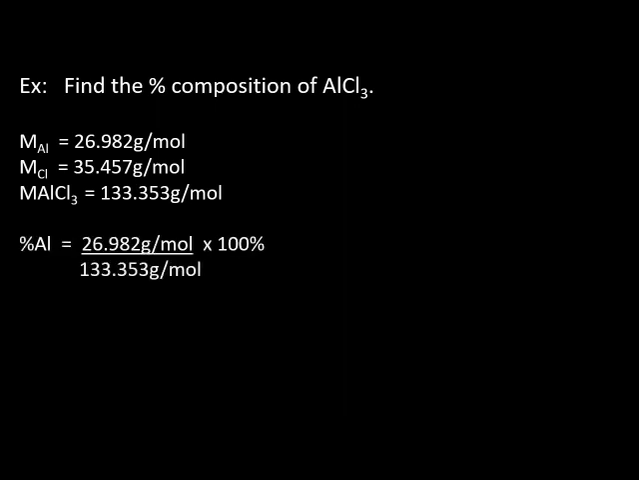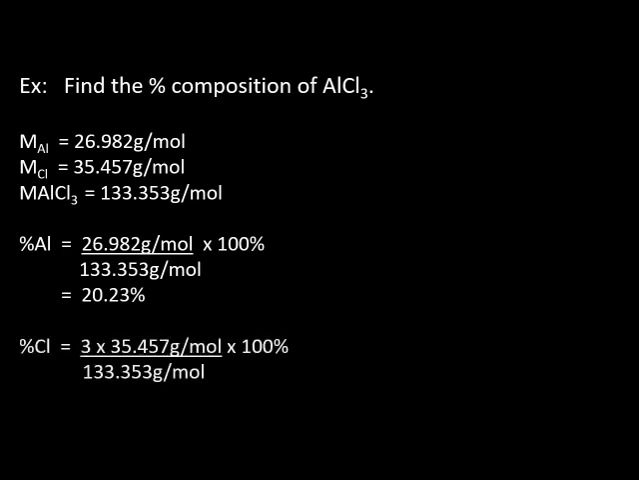All right, so for percent composition, here's how we do it. For the aluminum, we're going to take the molar mass of the aluminum, divide by the molar mass of the compound, multiply by 100%. And so we get 20.23%. Percent chlorine: 3 times 35.457, since there are 3 chlorines in the aluminum chloride, divided by the molar mass of the compound, times 100%, gives us 79.77%. That's all we have to do. There's our answers.